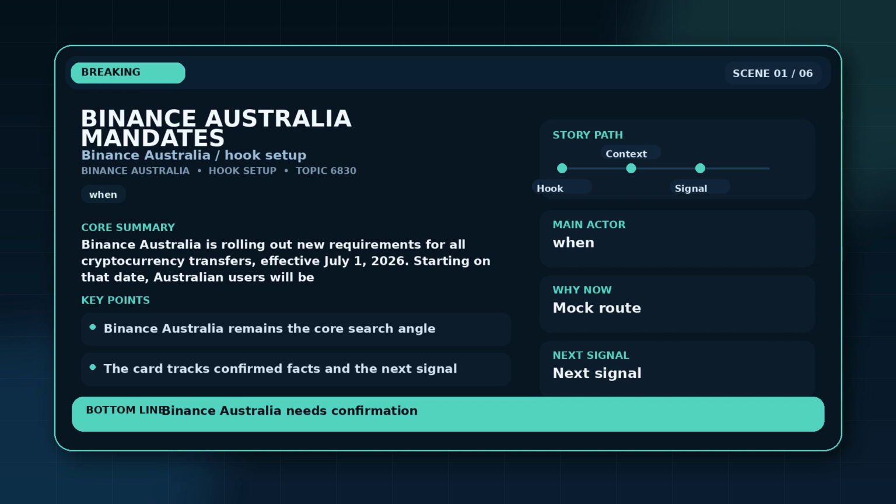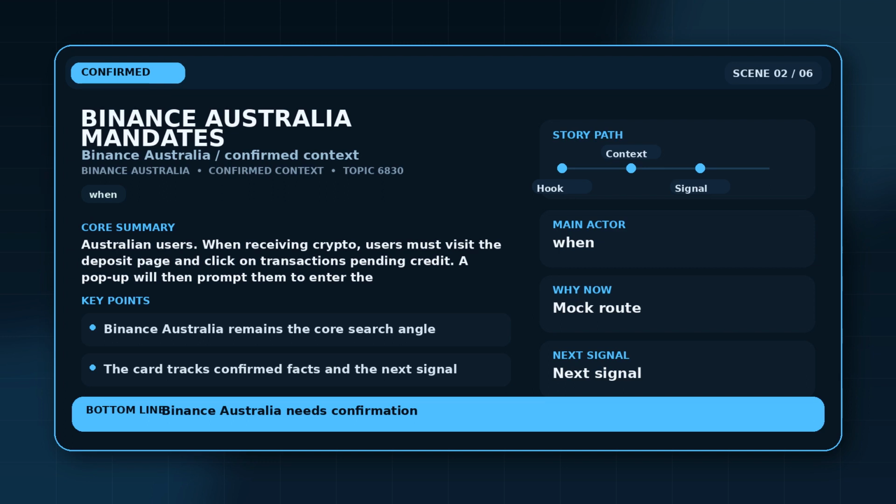Binance Australia is rolling out new requirements for all cryptocurrency transfers, effective July 1, 2026. Starting on that date, Australian users will be required to provide sender and beneficiary information for every crypto deposit and withdrawal. This is not a voluntary change, it's part of a mandatory system update rollout. The move is described as a step toward full compliance with Australian regulatory standards. The updated procedures will impact all crypto deposit and withdrawal transactions on Binance for Australian users.